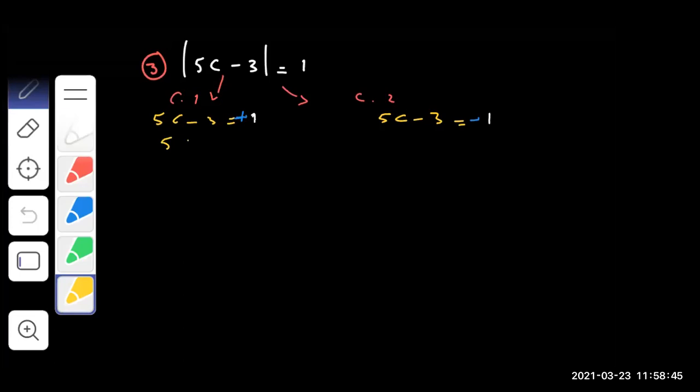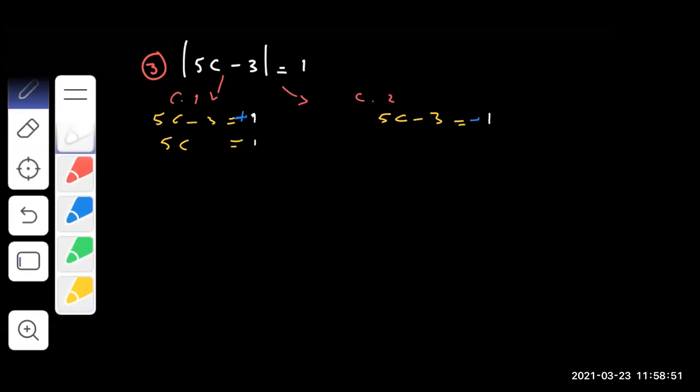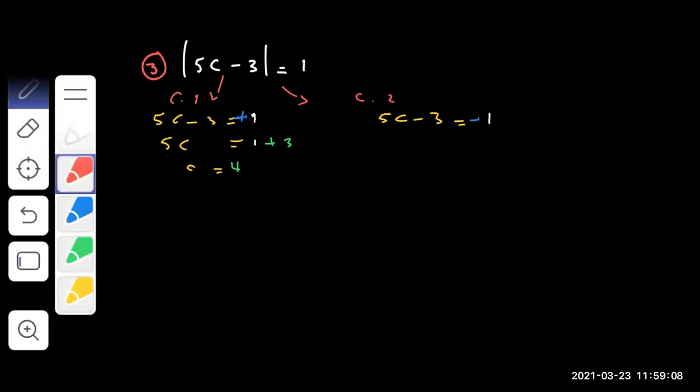Okay, 5C. What is bothering me, guys, as you can see, is the -3, right? This -3 on the other side would be positive 3. Okay. And then C is going to be equal to 1 plus 3 is 4, right? I'm gonna move this 5 right now, guys, because I can copy it in another step, but I'm gonna move it.